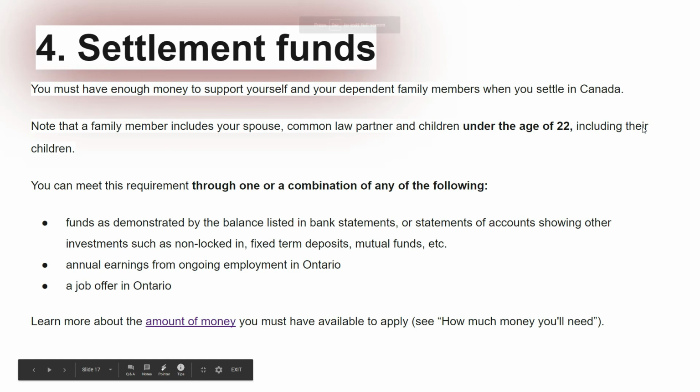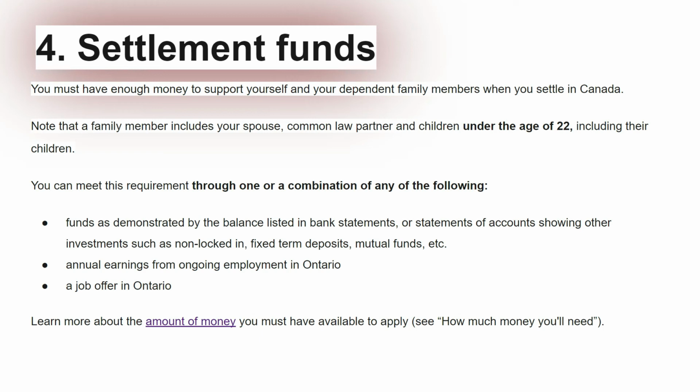The 4th mandatory requirement for this stream is settlement funds. Guys, you must keep in mind that whenever you are coming to Canada alone, or with your family members or kids, you must have settlement funds with you so you can survive here. You can meet this requirement with a combination of the following or one of them. You can show funds demonstrated by the balance listed in bank statements or statements of account showing other investments, such as non-locked-in fixed term deposits and mutual funds, etc.